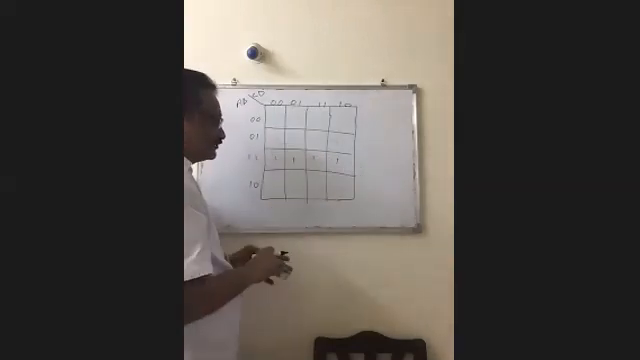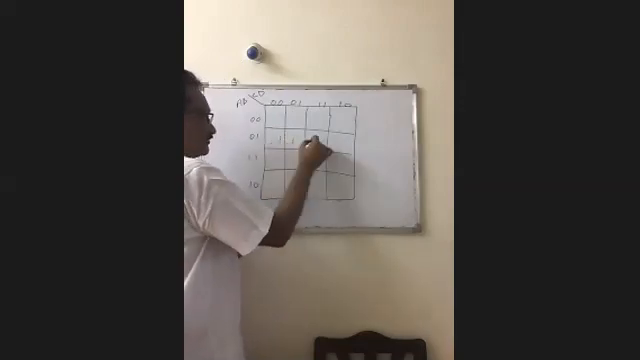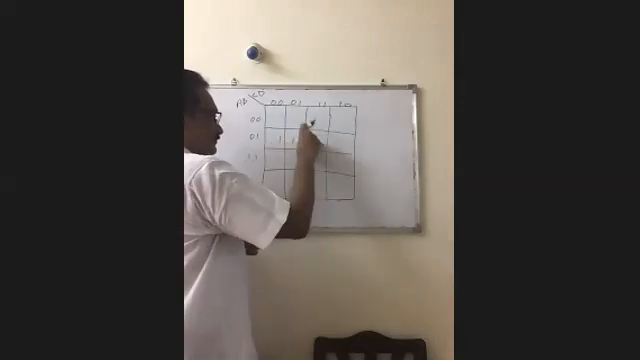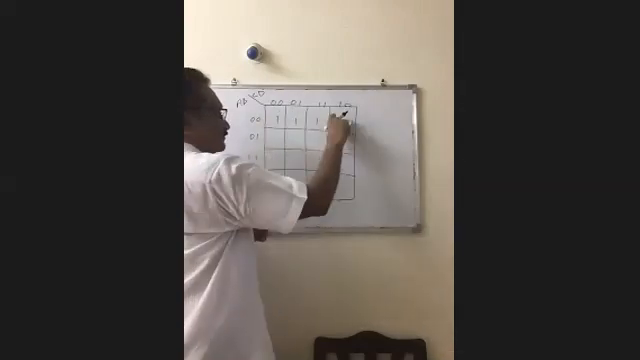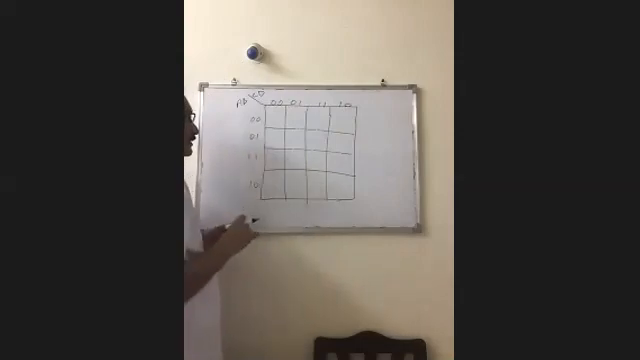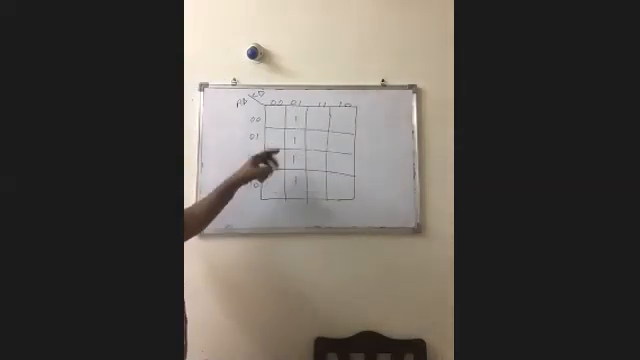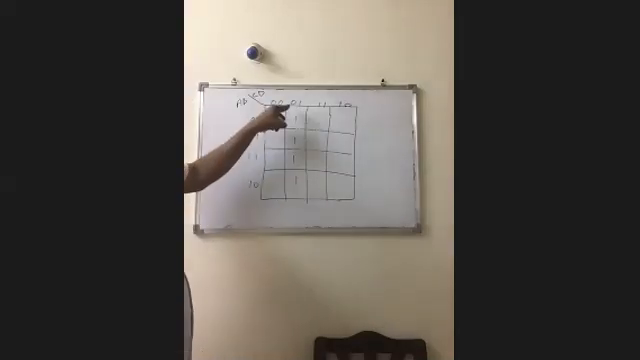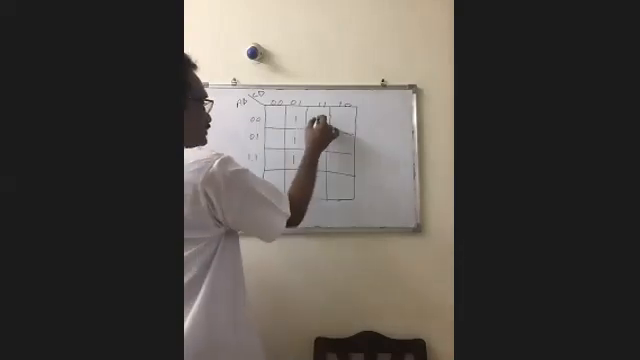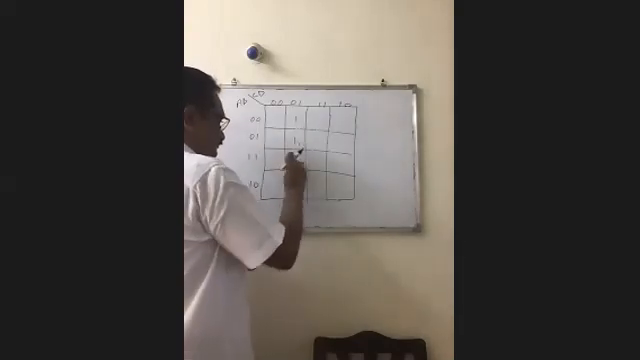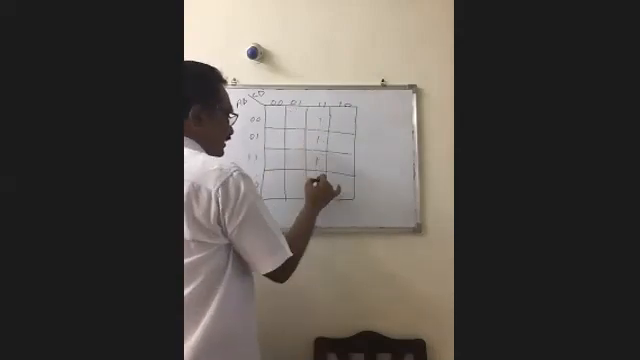These 4 ones also form a quad. These 4 ones also form a quad. For this one, we have to write it simply as C bar and D. And for this one, we have to write CD.